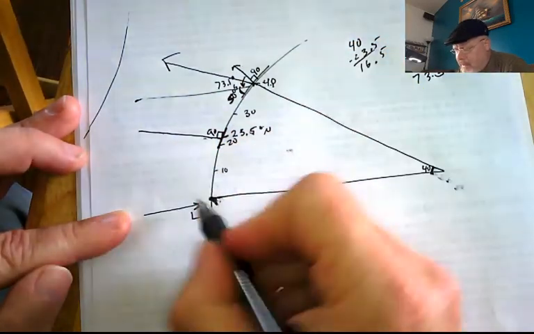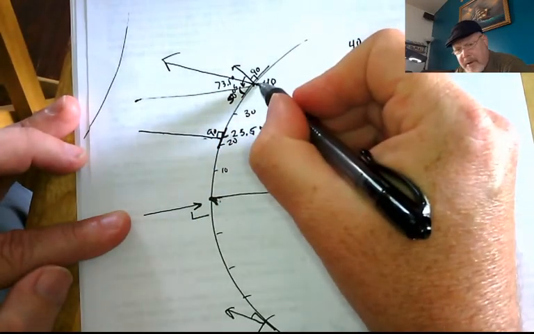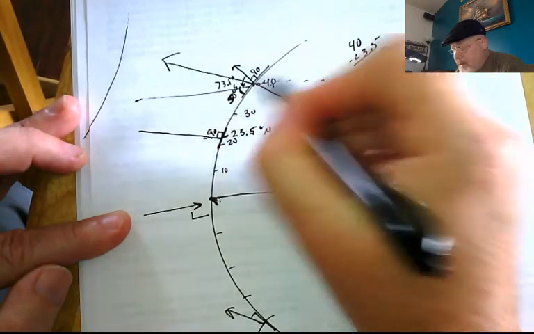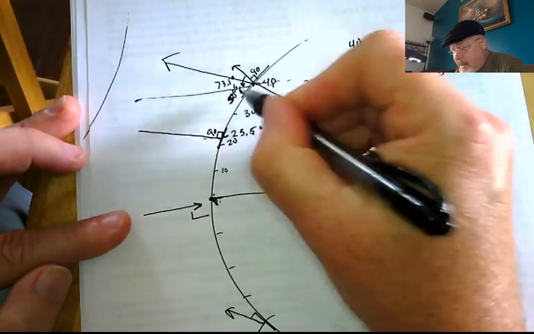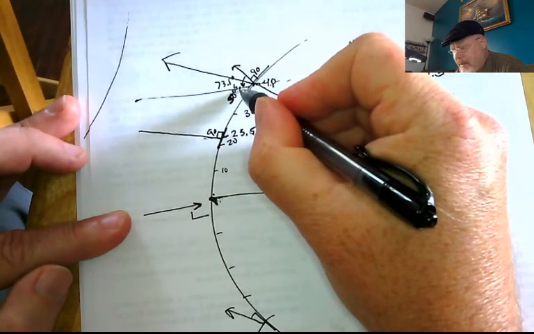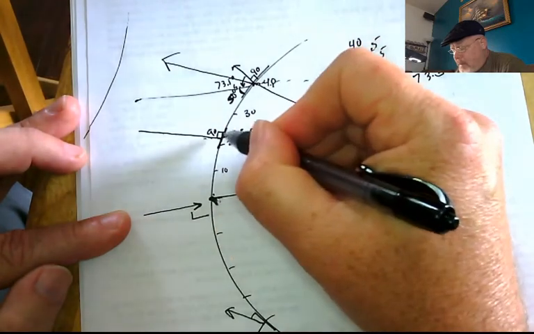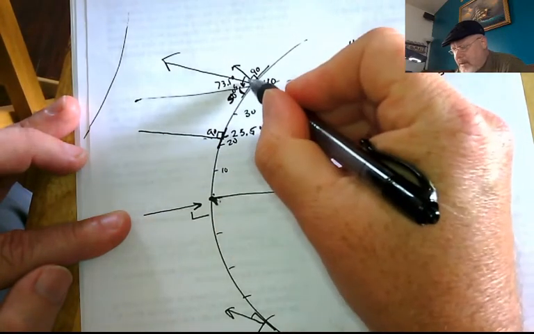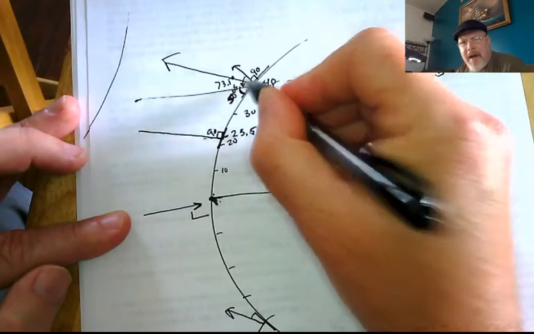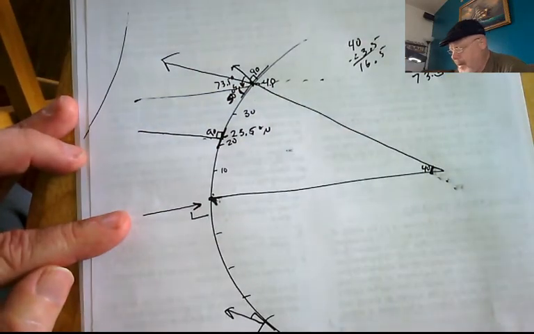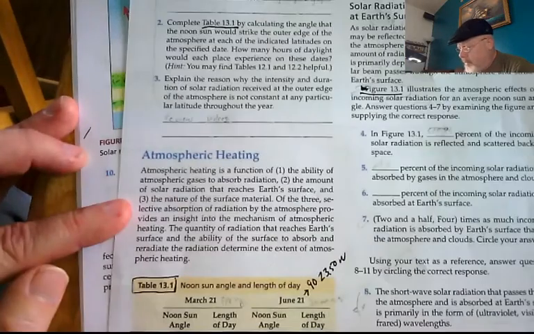So on the first day of spring, if you're at 40 degrees north latitude, you're looking at the sun at a 50 degree angle, much lower angle. If you are the first day of summer, now you're looking at a 73.5 degree angle. The angle is much higher in the sky. And that's what you're doing here.